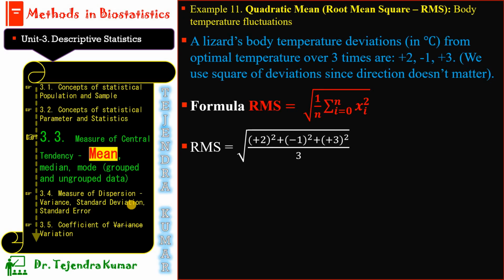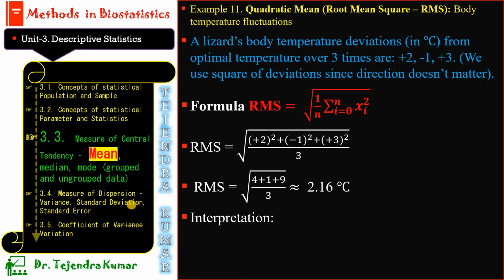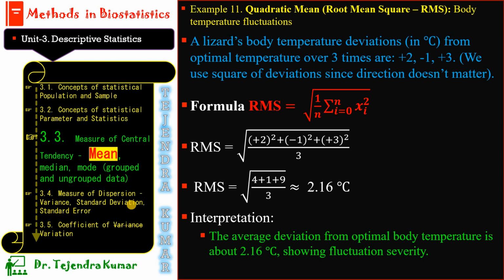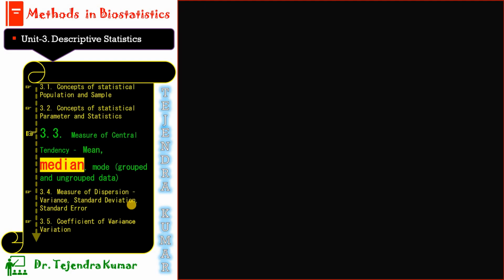So we put all the values. So root of (+2 square plus -1 square plus +3 square) divided by 3. So we got the RMS about 2.16 degrees Celsius. Interpretation: the average deviation from optimal body temperature is about 2.16 degrees Celsius, showing severe fluctuations.